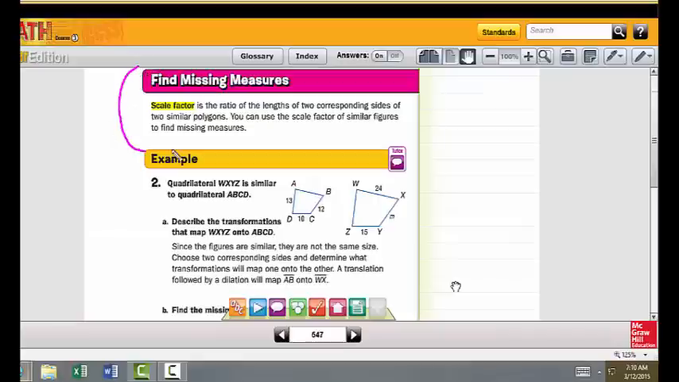Okay, let's discuss our important point here, finding missing measures. Scale factor is the ratio of the lengths of two corresponding sides of two similar polygons. You can use the scale factor of similar figures to find missing measures.